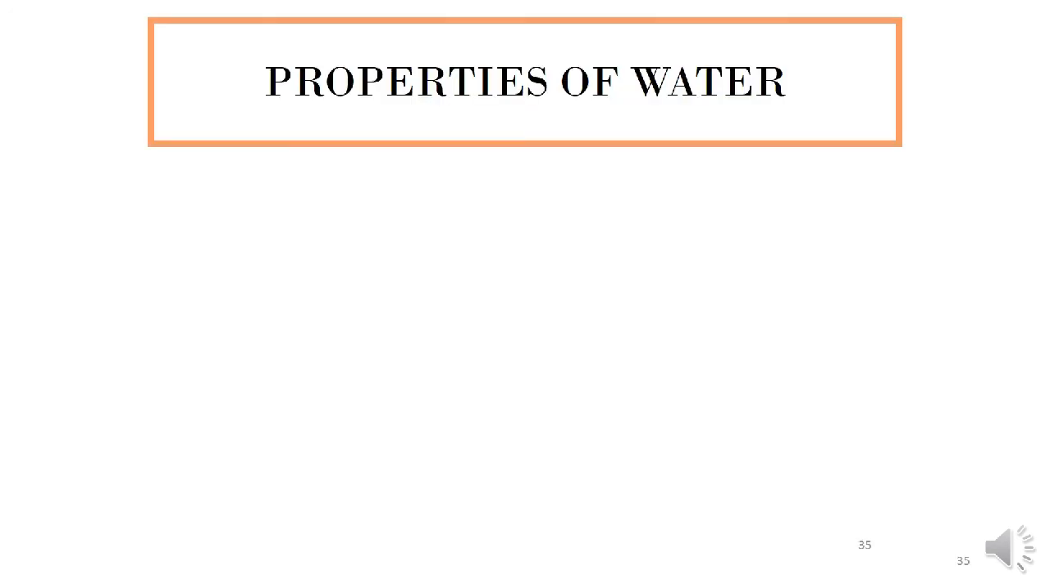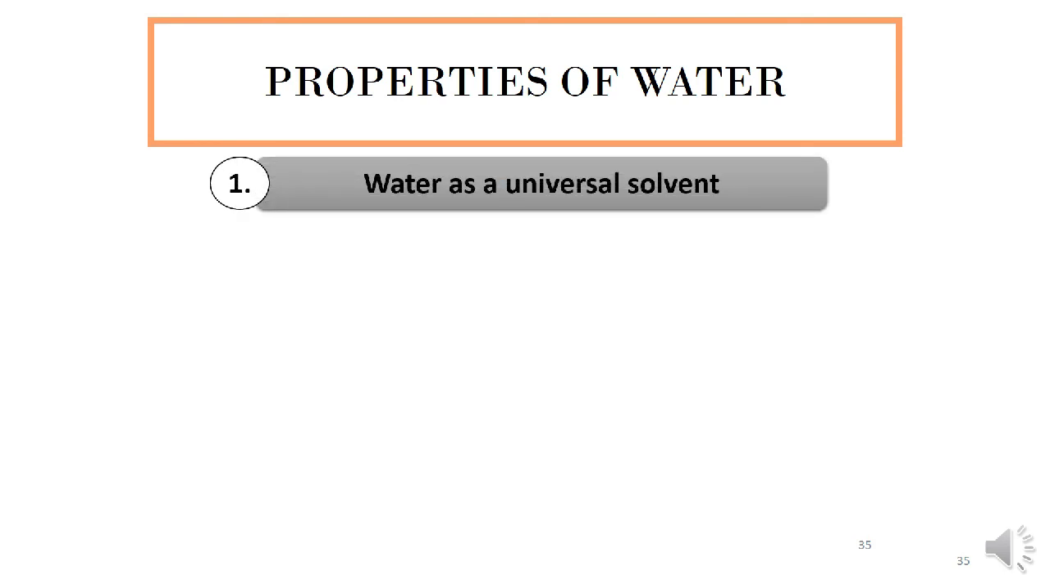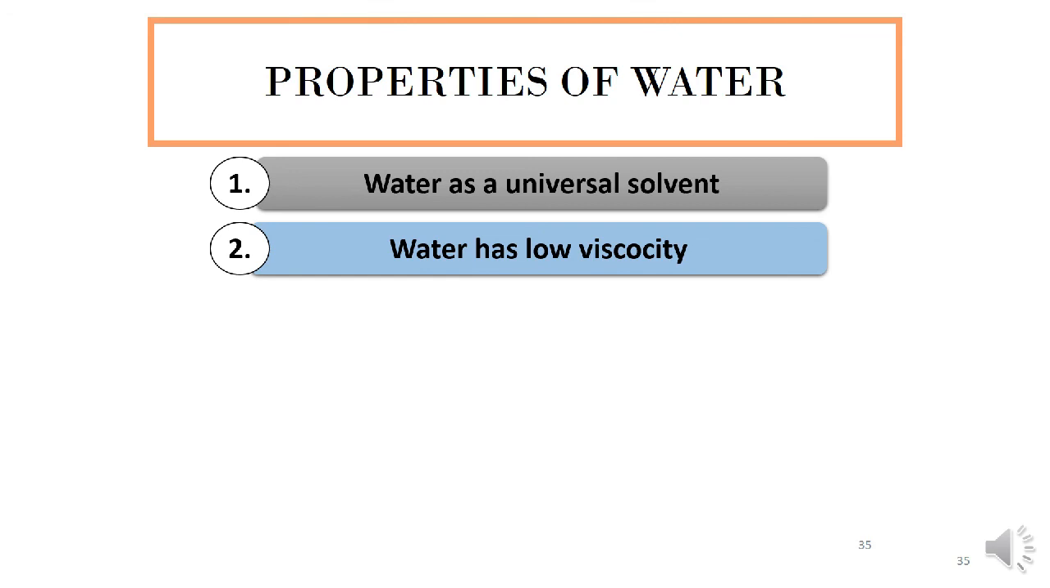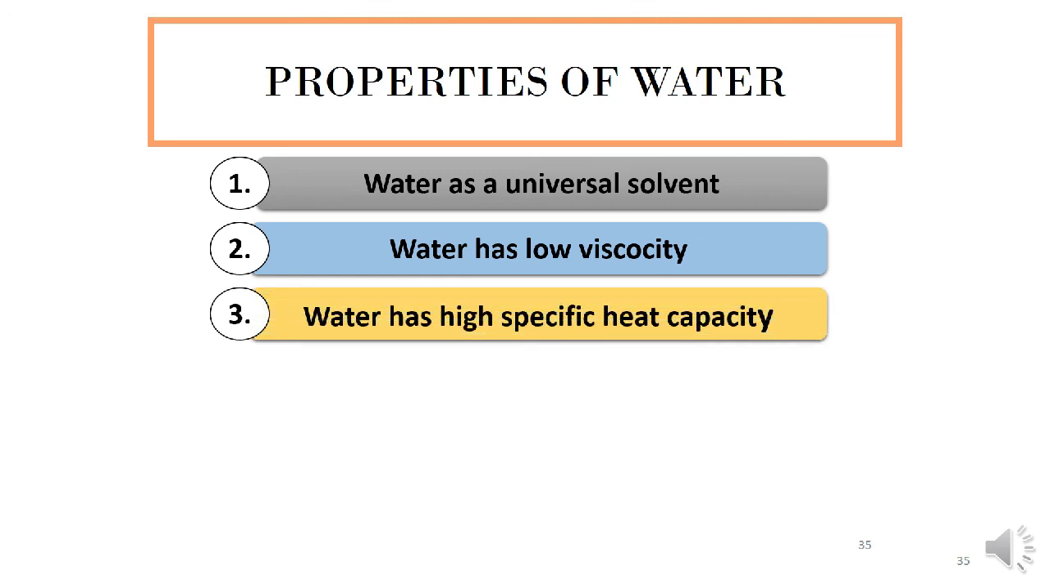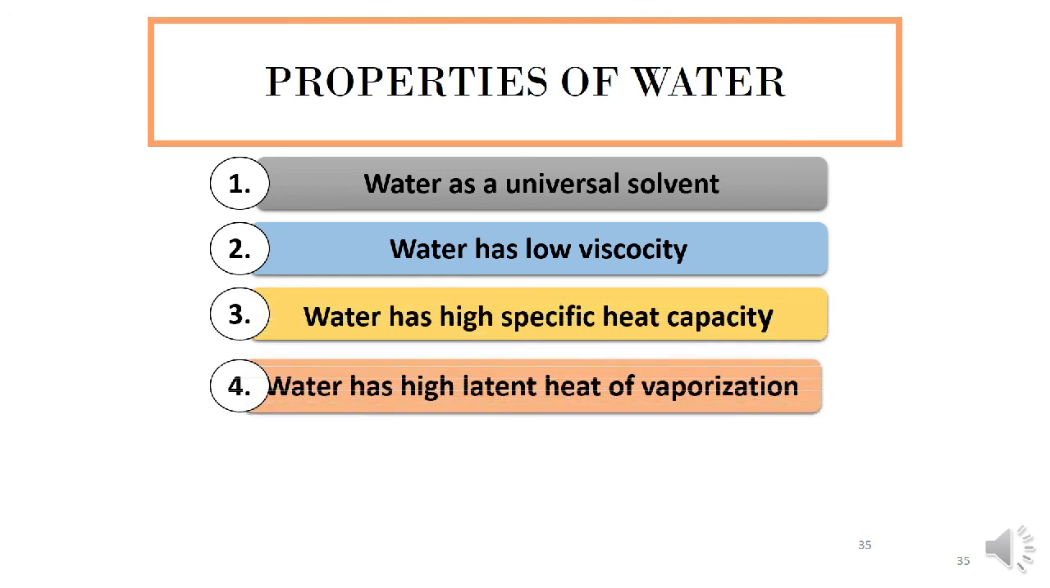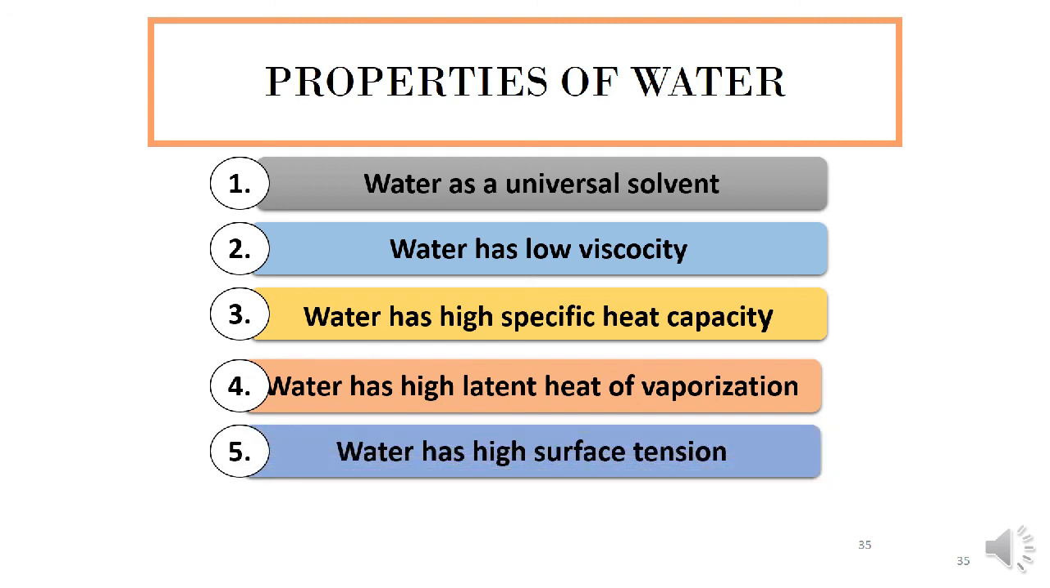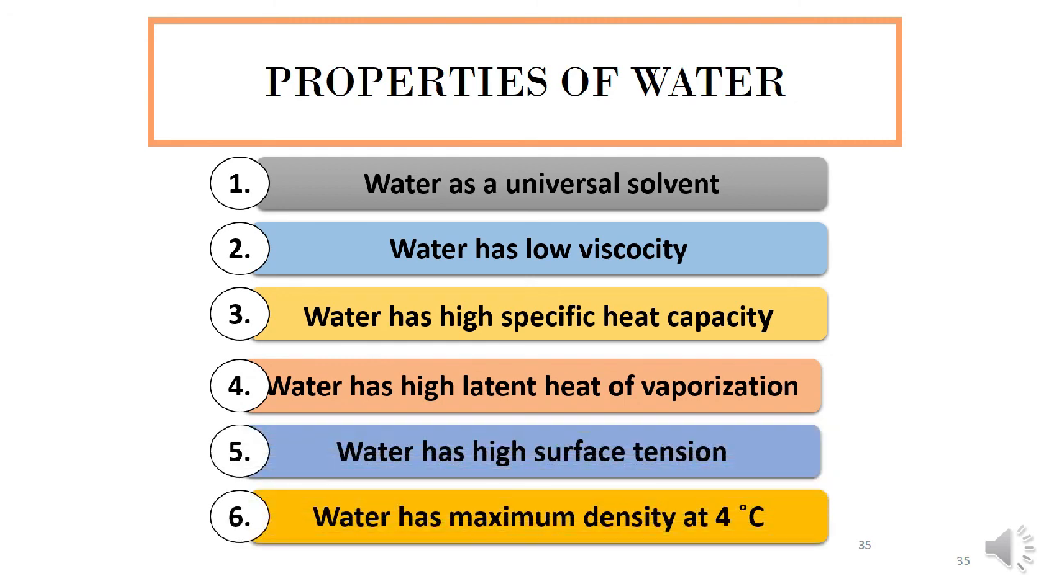Okay, so in conclusion, we can put together six different properties of water, starting with water as a universal solvent. Water has low viscosity, water has high specific heat capacity, water has high latent heat of vaporization, water has high surface tension, and the last one, water has maximum density at 4 degrees Celsius.